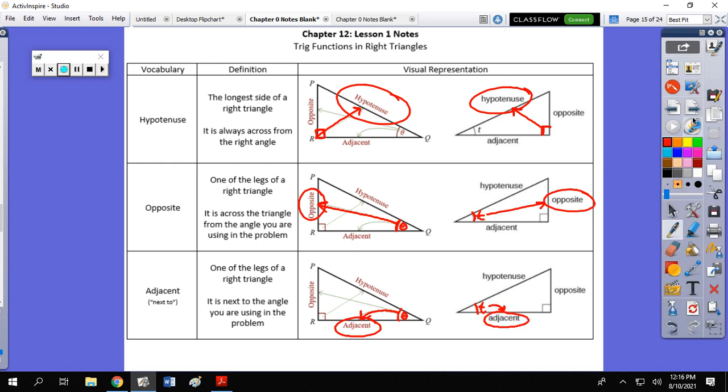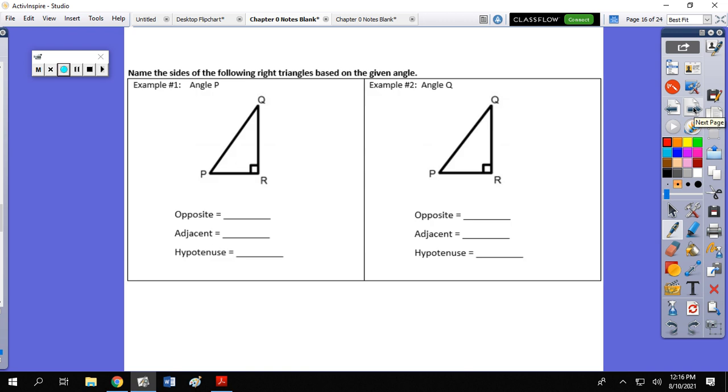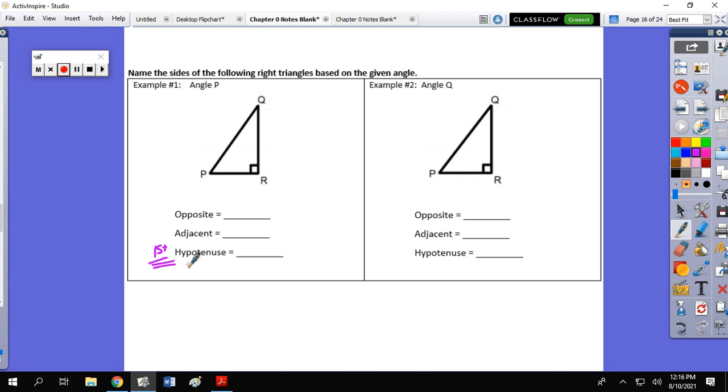So that's a very important skill. If you cannot accurately describe opposite and adjacent every single time, you're going to have a lot of problems with right triangle trigonometry. So let's practice that skill here. We're going to go through a number of triangles, and we're going to name the sides based on one of the two angles. So no matter what angle you're working with, you always start by finding the hypotenuse. So you always find the hypotenuse first, every single time.